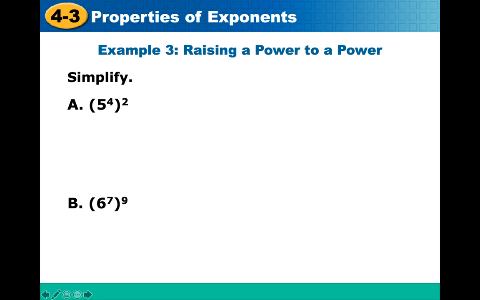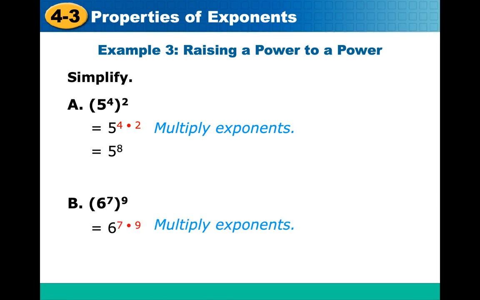So for this one, again, you are going to do what? You're going to multiply your exponents. So 4 to the 4th power times 2, or of 2, I believe is what they said. So that would give us 5 to the 8th power. Again, multiply the exponents. 7 times 9 would give us 6 to the 63rd power. Can you imagine if someone made you solve that out by hand? That would not be very fun.